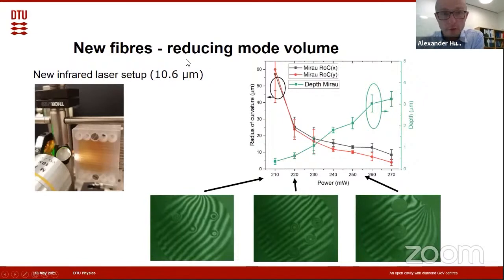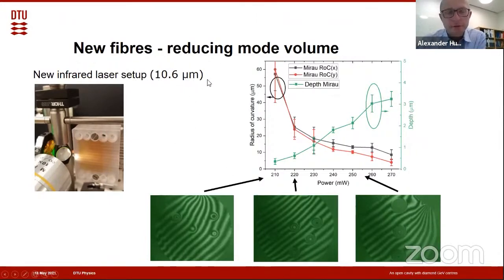Another aspect, which is more on the technological side, is that we're also in the process of making new fibers with a reduced mode volume. So previously, the cavity radius of curvature I have shown you was in the range of about 45. So now we made a new setup where we can more controllably focus down the infrared laser beam onto the tip of a fiber. So we have incorporated this with a nice positioning system, and we are now able to obtain radii of curvature which are about 20 micron or even a bit less, while maintaining the depth of the concave mirror in the range of 2 to 3 micron, so to have a shortest possible cavity.